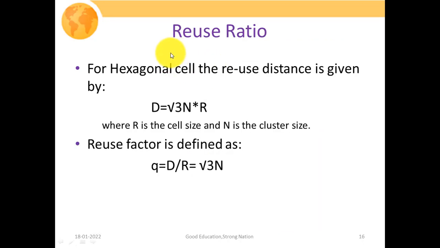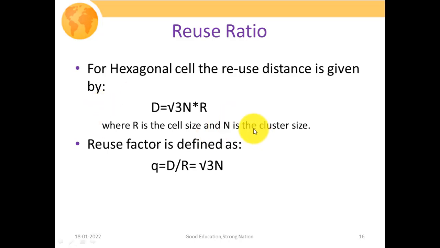Now next point is your reuse ratio. So what do you mean by that? This ratio basically gives us the information about how many times we may reuse your frequency pattern. For a hexagonal cell, the reuse distance is given as d is equal to under root 3n times r, and since this is your normalized distance, in order to find the actual value, we must multiply it with your radius, where r is the cell size and n is the cluster size. So d turns out to be under root of 3 times n.